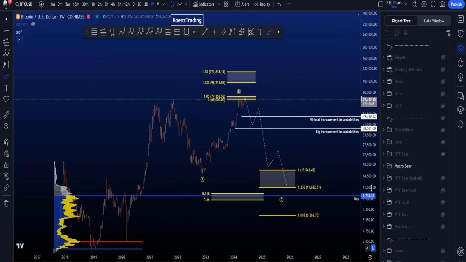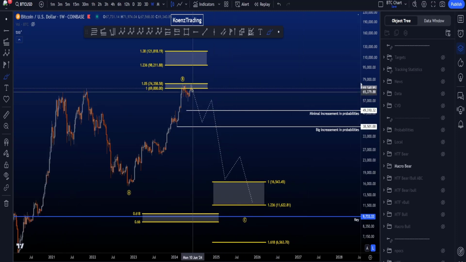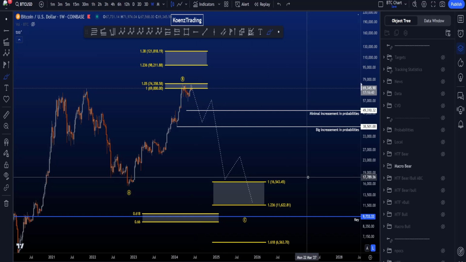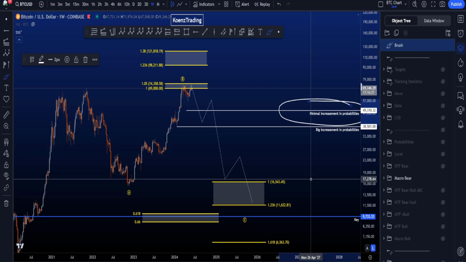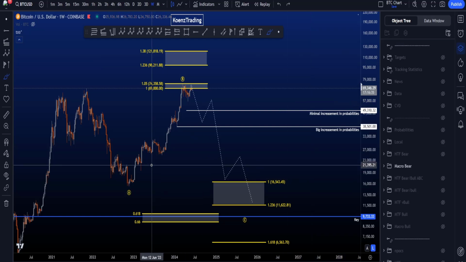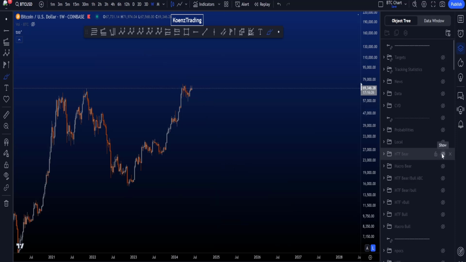around 10 to 9k. The probabilities for this scenario will only start to increase if we have a significant move to the downside and start to lose some very important levels, starting at least with 49.3k to invalidate that bullish scenario that I've shown earlier. However, the bigger increase in probabilities is taking out this low here at 38.5k.